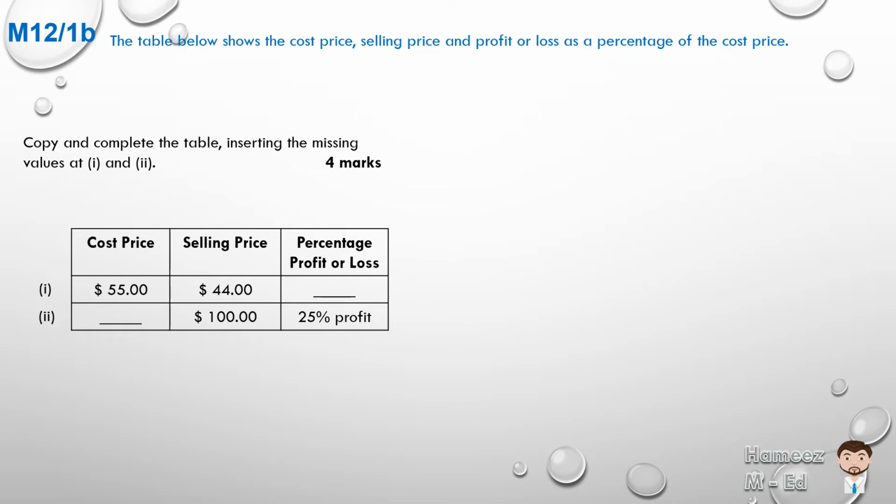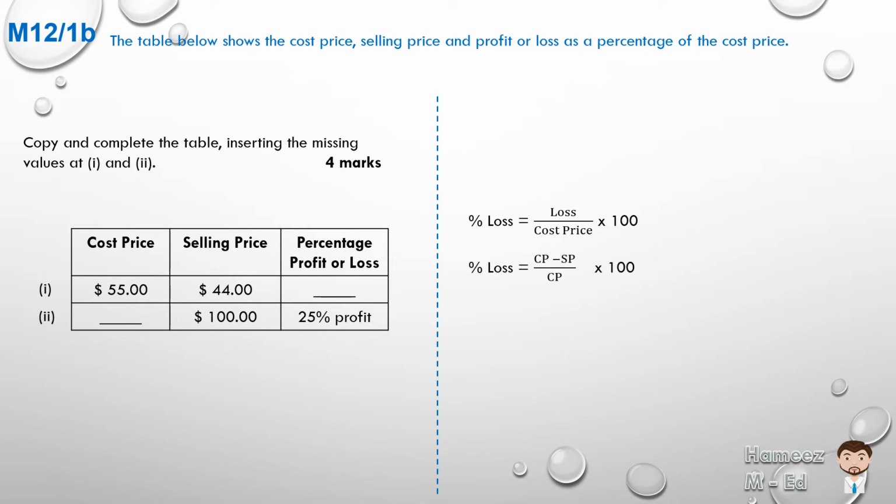So we want to calculate the percentage profit or loss. Since the selling price is less than the cost price, it means that in this case there is a loss, and we want to calculate the percentage loss. That will be the loss over the cost price. That's the comparison. And since we want it as a percentage, we multiply by 100. And how do we calculate our loss? That will be the cost price, whatever we bought it for, minus the selling price, all over the cost price, times 100. And if we substitute, we're going to get 55 minus 44, all over 55 times 100.